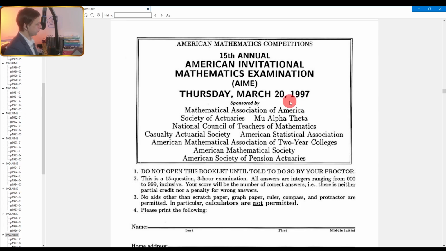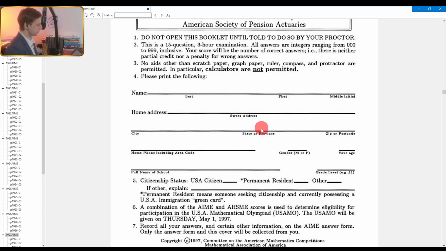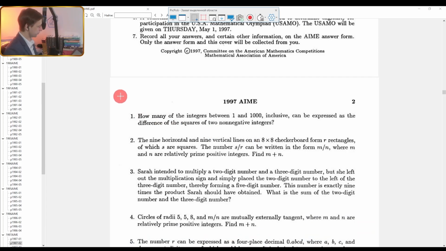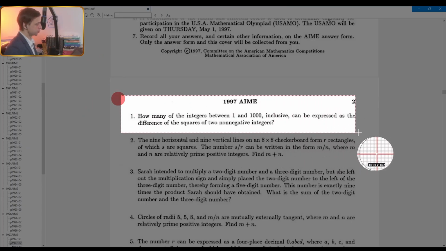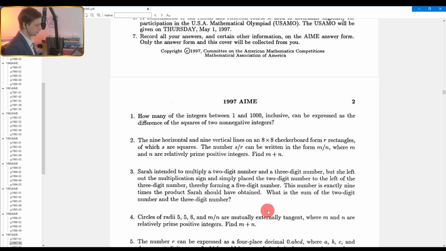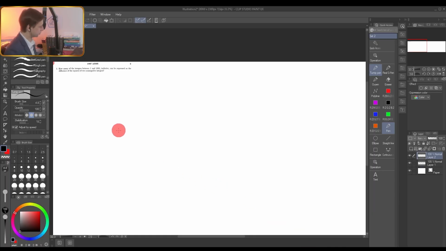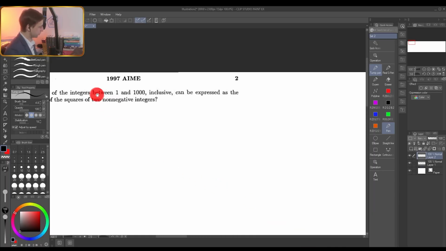Okay, today we will solve 5 easiest problems from AIME 1997. Let's start with the first one. So how many of the integers between 1 and 1000 inclusive can be expressed as the difference of the squares of two non-negative integers? Well, it doesn't look complicated.